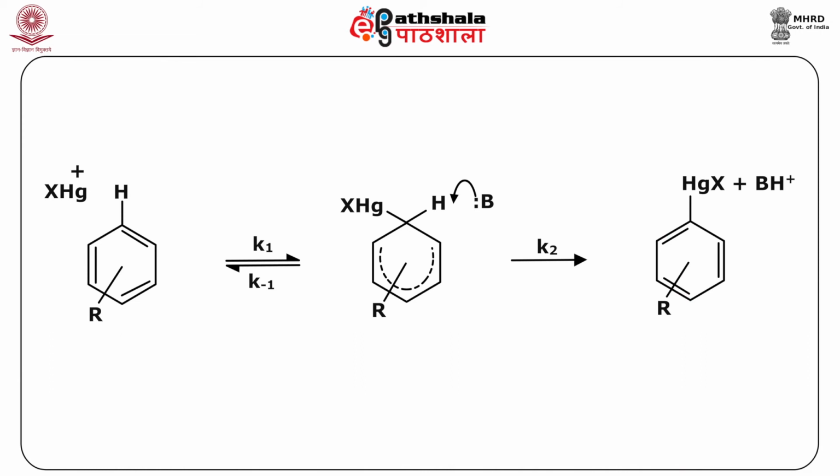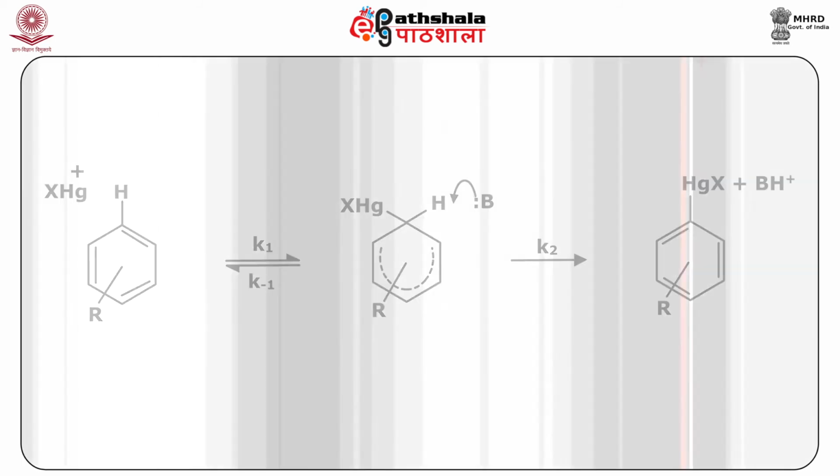In the case of mercuration, it was formulated that reversible formation of a Wheland intermediate takes place on attack by the electrophile, followed by a loss of proton. However, due to the similar rate factors of the reversible step 1 and the irreversible step 2, the influence of ring substituents is nullified, and so the selectivity relationship does not hold good at all. Now here you can see the mercuration reaction we have shown you.